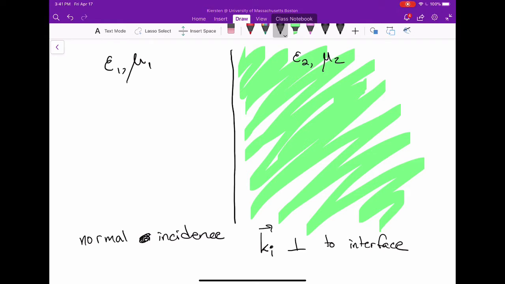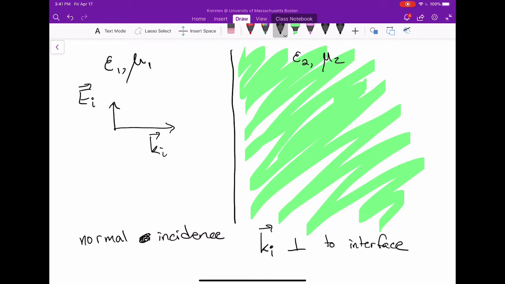This whole problem starts because we have an incident electric field, EI, or really an incident plane wave that has an associated electric and magnetic field. So I'm going to draw EI in the plane of your screen. Here's my incident propagation vector.